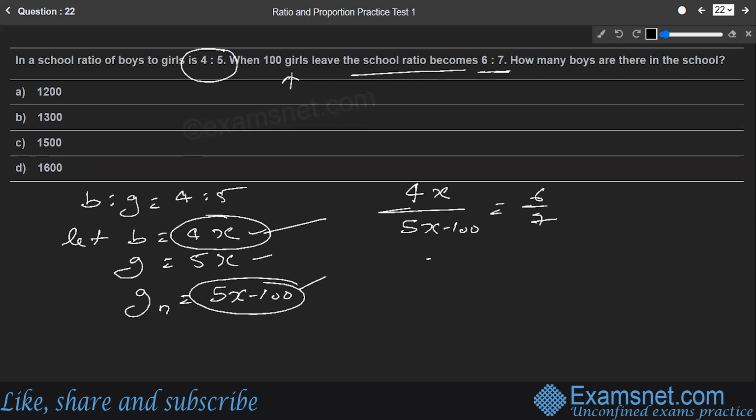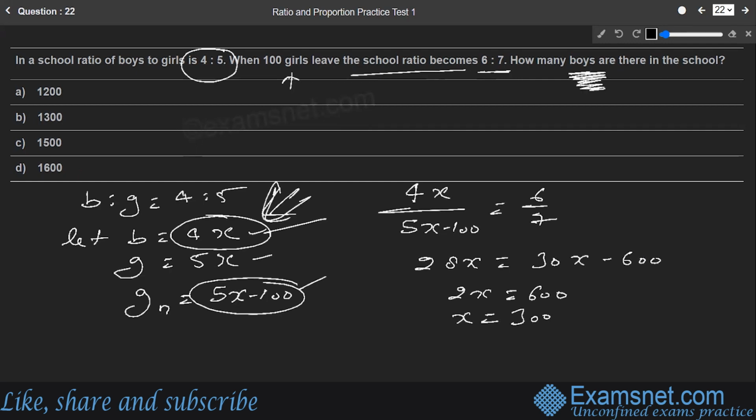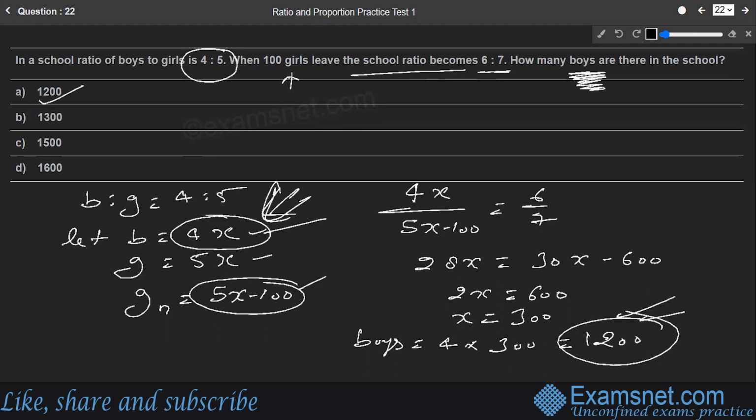Then we can cross multiply. That gives us 28x is equal to 30x minus 600. We can cut that by dividing it by 2 also. We can solve it directly also. So this gives us 2x is equal to 600, which gives us x equal to 300. What are we supposed to know with this x? How many boys are there in the school? So the number of boys was 4x as written here. So the number of boys in the school will be 4 into 300. That is nothing but 1200 boys in the school, and the right answer is available in option number A.